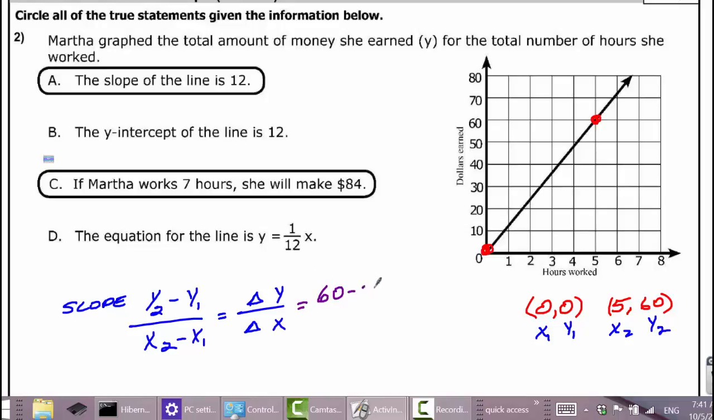So I know the next step is going to be to say, what's the y2? It's 60. What's the y1? It's 0. What's the x2? It's 5. What's the x1? It's 0. I end up with 60 over 5, which simplifies to 12. That 12 is a couple things. That 12 is the slope.